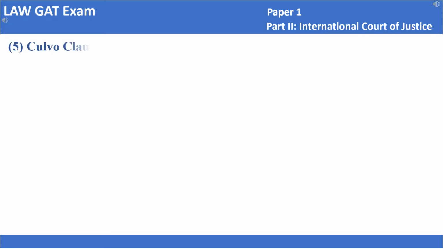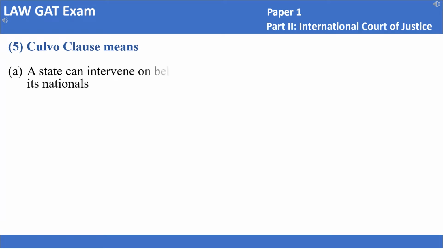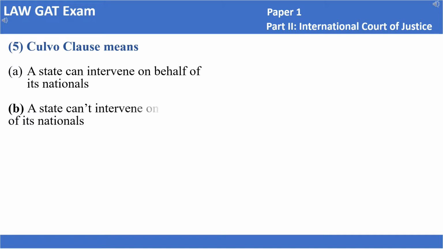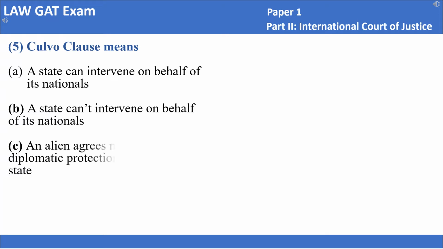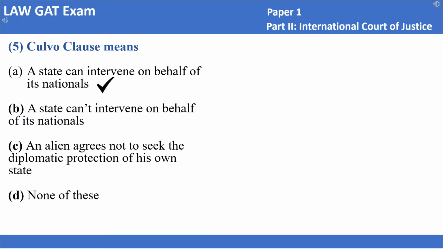Calvo clause means: option A, a state can intervene on behalf of its nationals. Option B, a state cannot intervene on behalf of its nationals. Option C, an alien agrees not to seek the diplomatic protection of his own state. Or option D, none of these. The correct answer is option A, a state can intervene on behalf of its nationals.